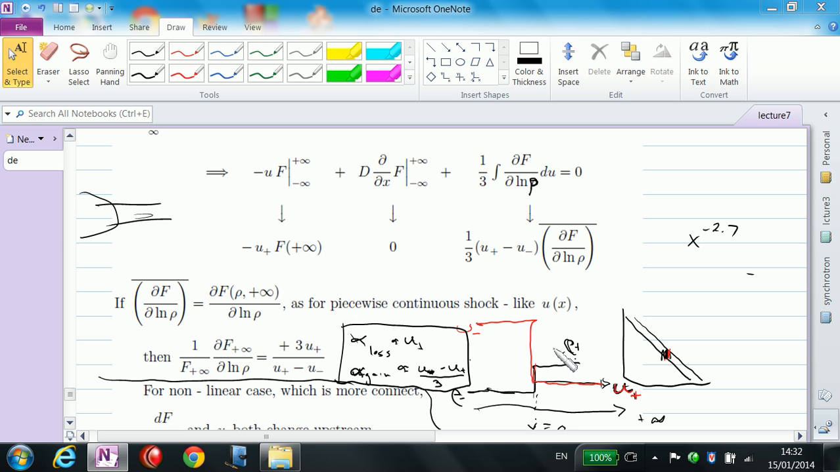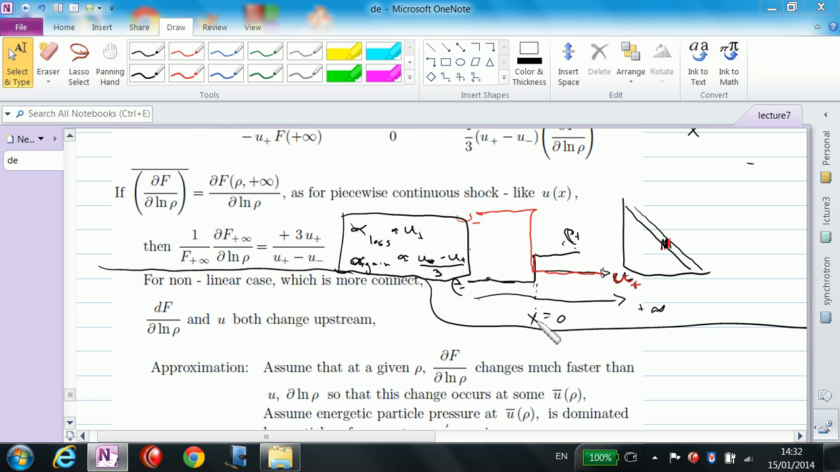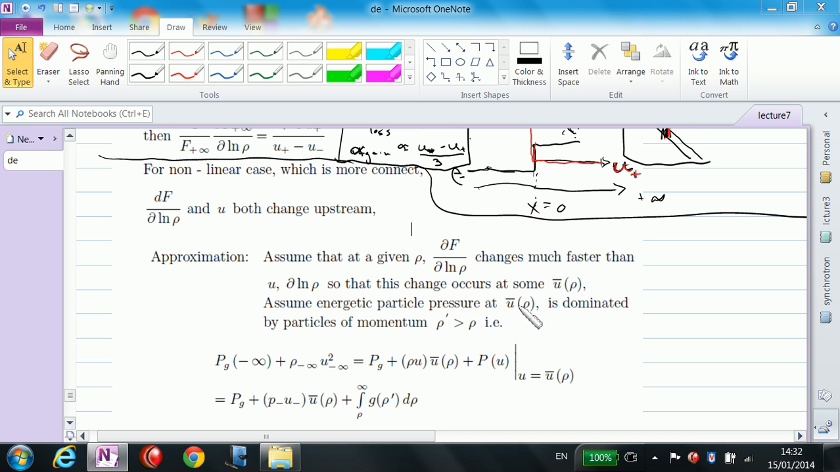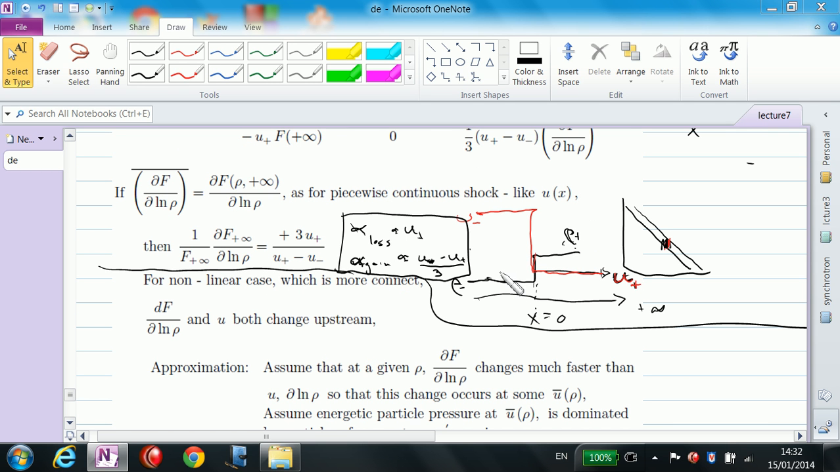In reality, if you have enough cosmic ray pressure building up, it will affect the flow coming into the shock. In other words, we assumed that U minus was constant until we got to the shock, and then suddenly it dropped. But what about the cosmic ray pressure itself? If it's large enough, it should slow the fluid coming into the shock. And it's no longer correct to assume that U minus is constant all the way until the shock.